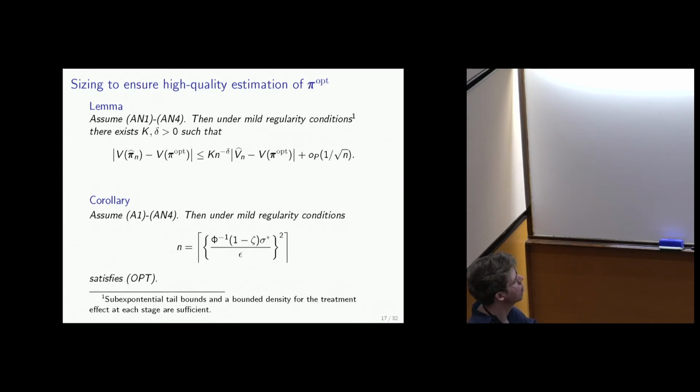This is the major term, so we scale by root n, which makes this asymptotically normal with a fixed variance, and then this is negligible. So what's the question?